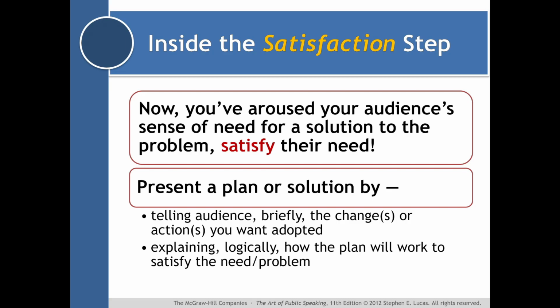So you present a plan or solution by telling the audience briefly the changes or actions that you want to be adopted. Maybe you want to introduce a new plan, a campaign, a policy. That is where you present it to the audience. And then you explain logically how the plan will work to satisfy the need. Because this one is supposed to solve the problem that you have introduced in the need step.